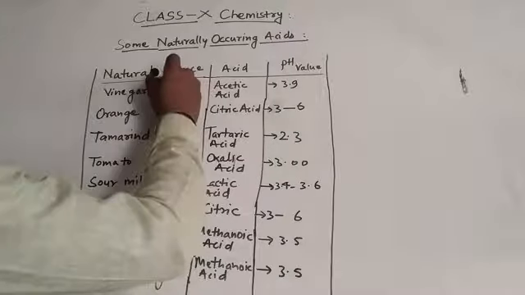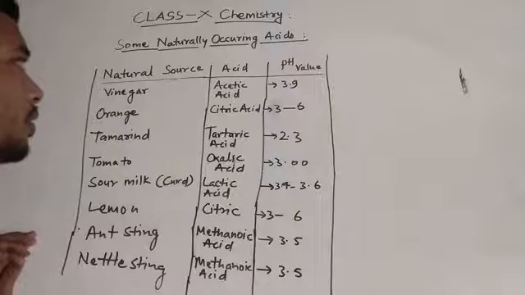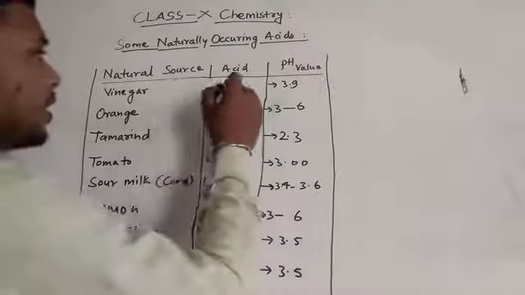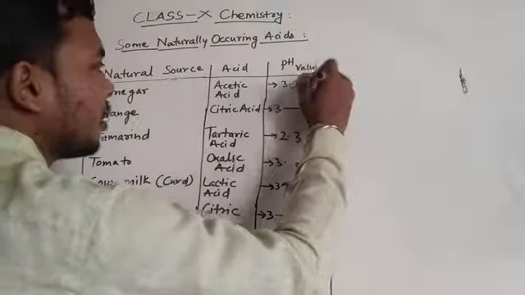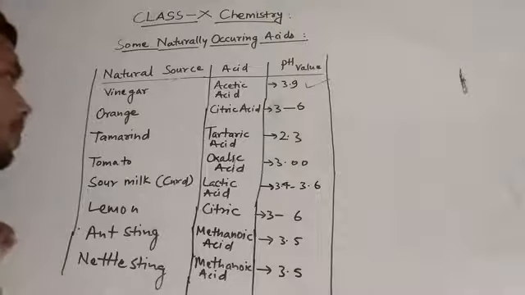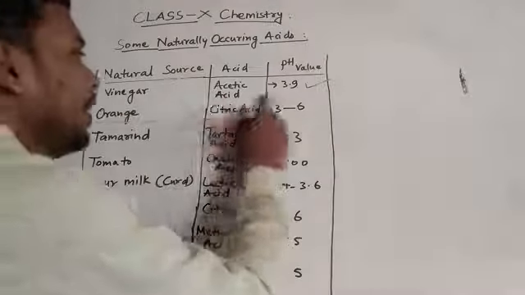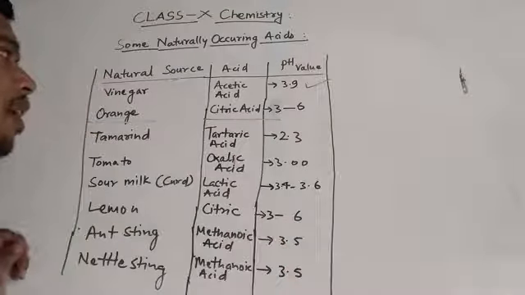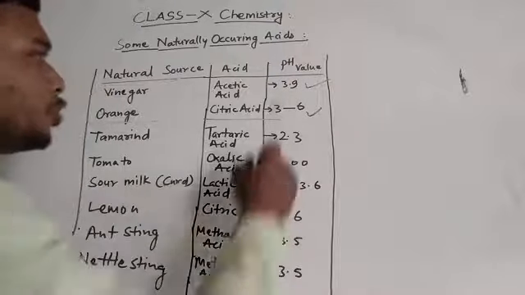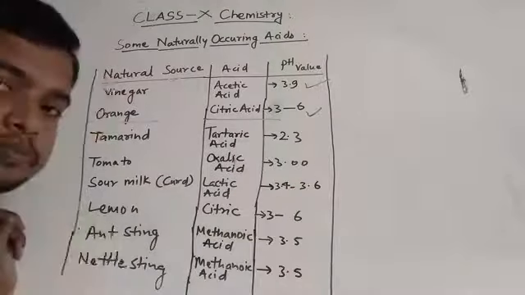So this is a natural source, that is vinegar. Vinegar contains acetic acid and its pH is 3.9. And orange is a fruit, and it contains citric acid, and its pH value is 3 to 6. It depends on the concentration.